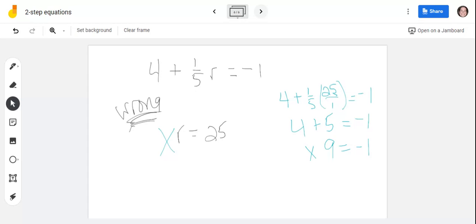We're going to do lots of practice with these. Please, please, if you have any questions, reach out and ask so that I can get you through this. And we'll continue into next week with a couple of other styles of two-step equations.